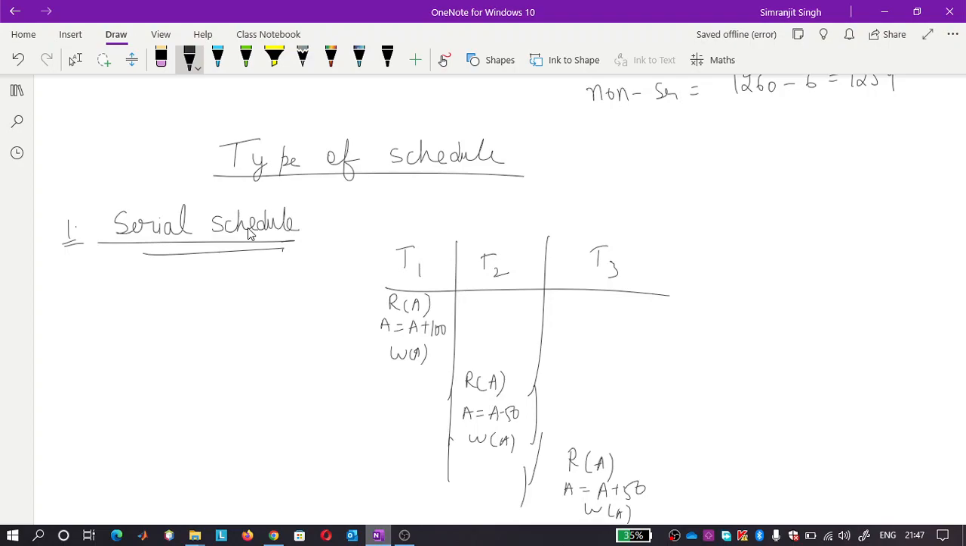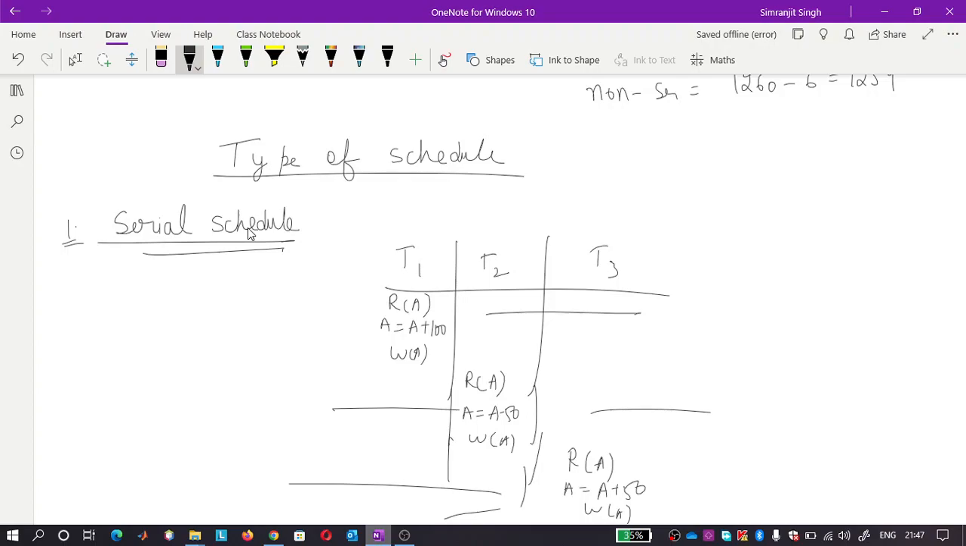Why? Because there is no concurrency here. Okay, because when T1 is executing, nothing else is executed here, you can see. When T2 is executing, nothing else is executed. When T3 is executing, nothing else is executed. So it is not very efficient, but it will always be correct.